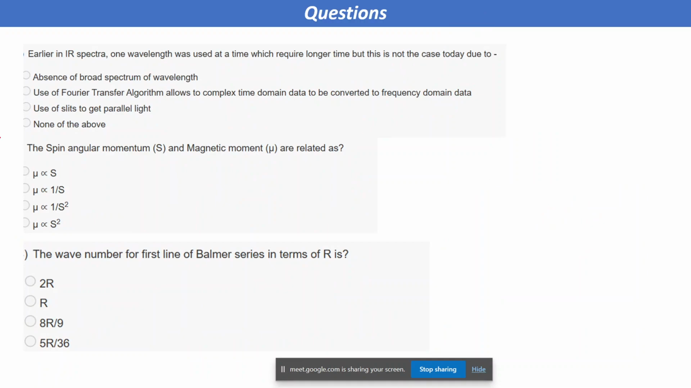Now the next question. Earlier in IR spectra, one wavelength was used at a time, which required longer time, but this is not the case due to the absence of a broad spectrum of wavelength. Use of Fourier transform algorithm allows complex time domain data to be converted to frequency domain data. Use of slits to get parallel light, or none of the above.